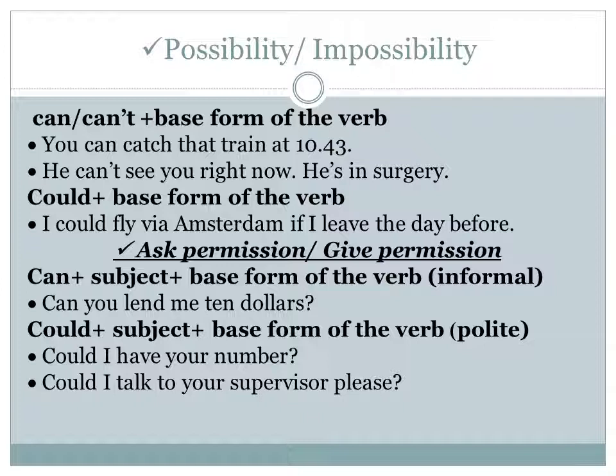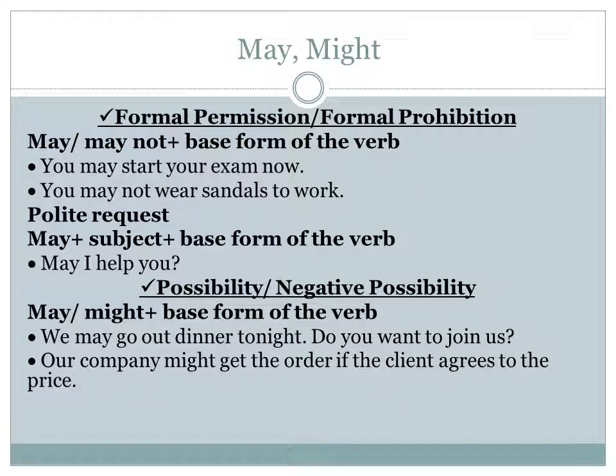بالنسبة بقى للطريقة البولايت اكتر could plus subject plus base form of the verb، دي برضو في حالة السؤال. could في الاول وبعديها subject وبعديها باقي الجملة. يعني اقول لك could I have your number? Could I talk to your supervisor please?